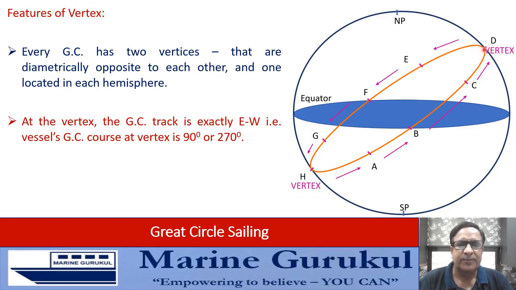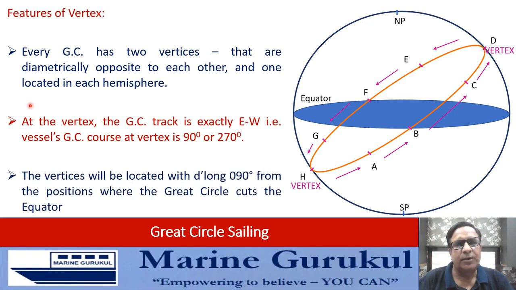So at the vertex, there is no northerly component of the course, and there is no southerly component of the course. Therefore, the vessel's course will be either east or west. As the vessel is always aligned along the great circle, it also means that the great circle track at the vertex or the vertices is running in the east-west direction.